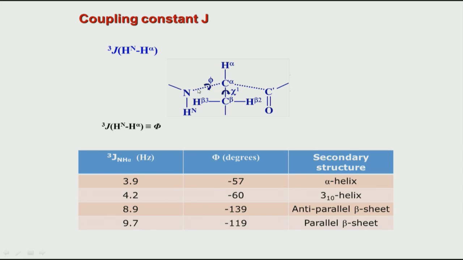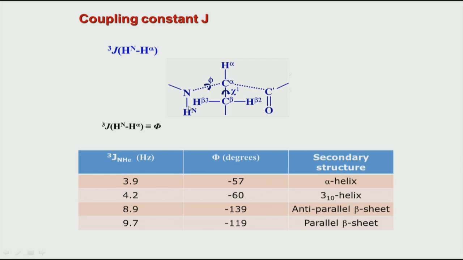So, this 3 bond coupling gives you information on this torsion angle phi, and based on the value of the 3 bond J coupling, you can see that phi lies in different regions. The J value can be measured in different ways. One of the standard methods is you just look at the doublet of this amide peak.